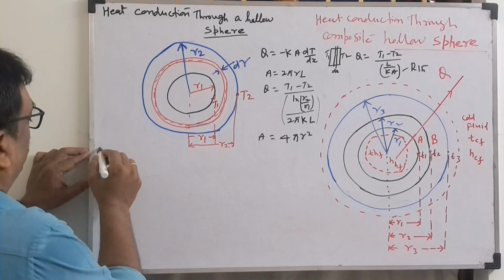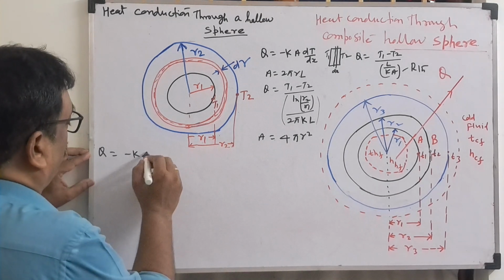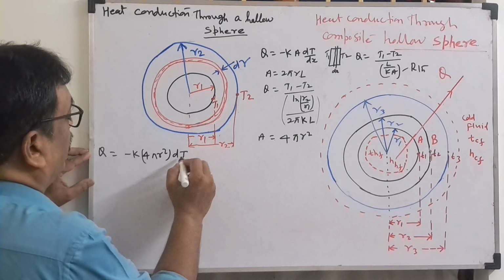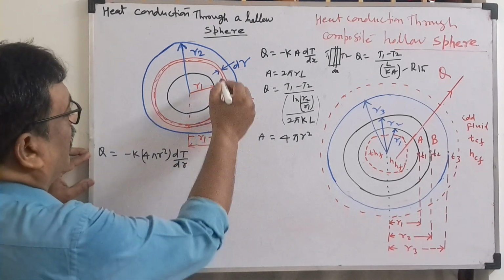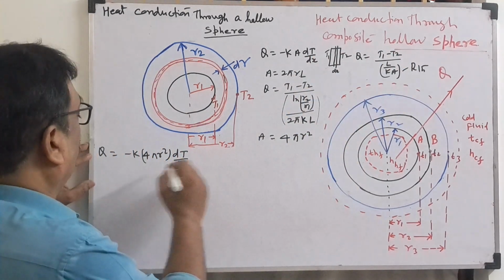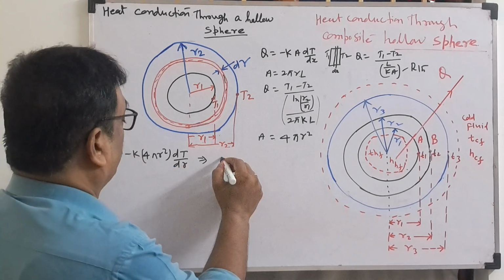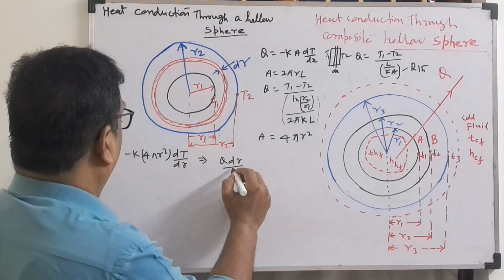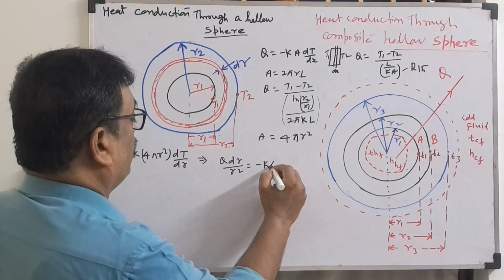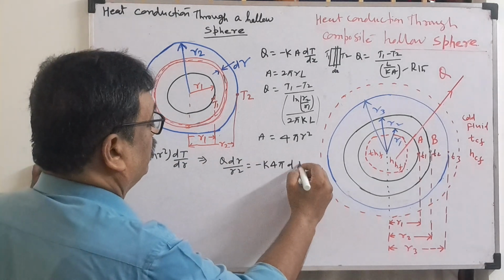So here we'll start again. Q equals minus K times the area, 4 pi R square, times dT by dr, because the elemental thickness is dr, whereas for the plane wall it is dx. That is the difference. Now we'll write one more step. The dr goes over, so Q dr by r square is equal to minus K 4 pi dT.